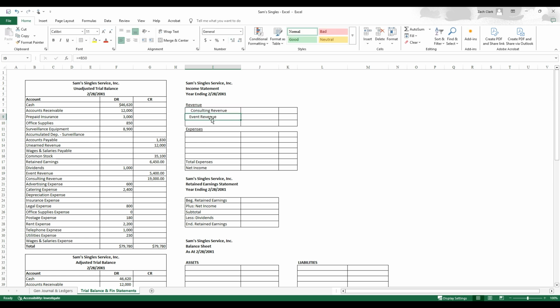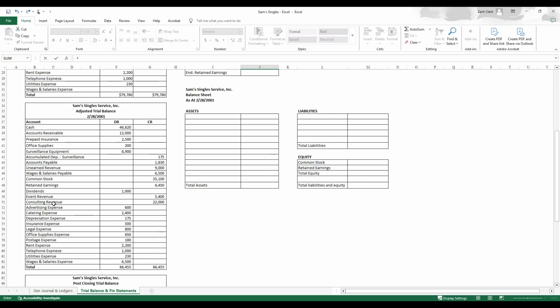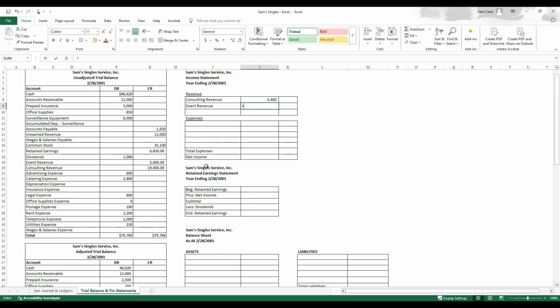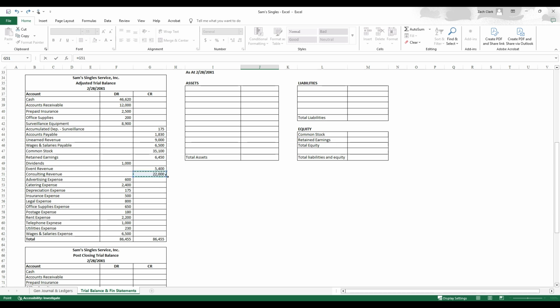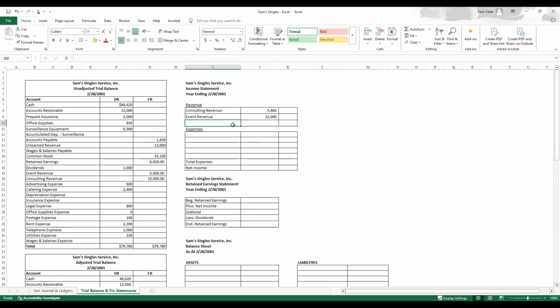And I don't want these to be indented. I'm not sure what they are. That one looks weird. I'm going to format paint those so they're the same. Okay. And 5,400 and 22,000. And then total revenue becomes the sum of those, 27,400.